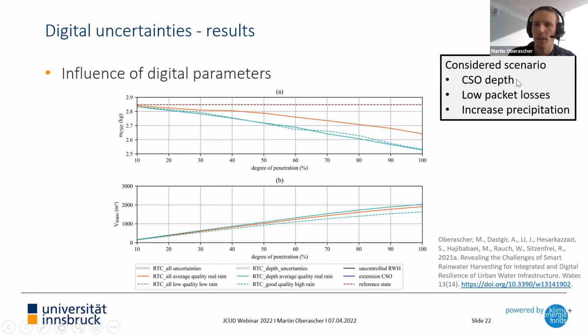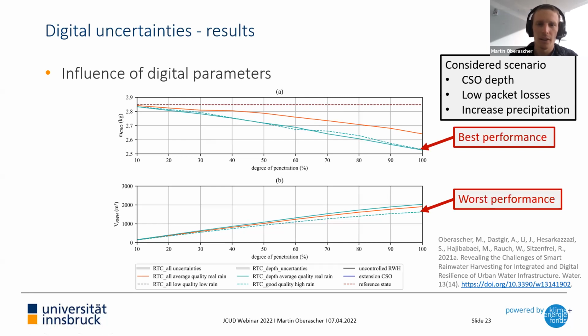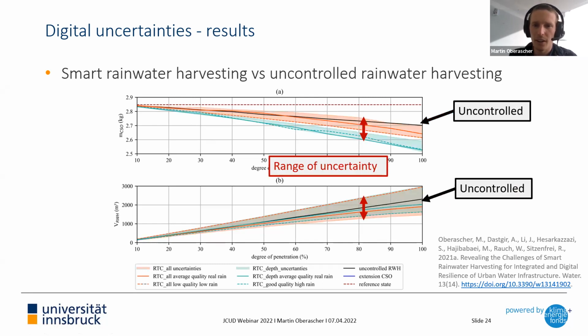For example, I want to discuss this control strategy, CSO depth. Then we have low packet losses and also an increased precipitation, which means that we can provide more additional detention volume. And when looking at the two systems, first for the CSO, we have the best performance, but for the rainwater harvesting, this scenario combination has one of the worst performances, or provides the lowest volume of rainwater for irrigation.